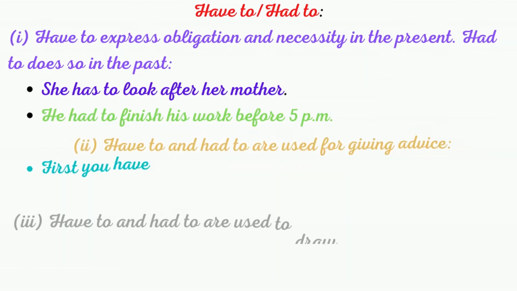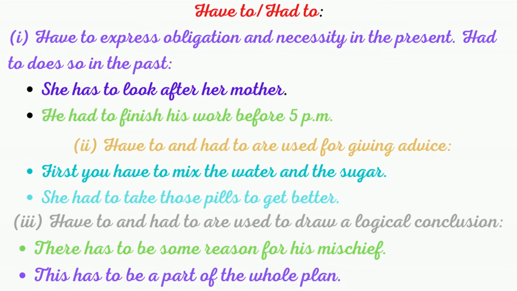Have to, had to. Have to expresses obligation and necessity in the present. Had to does so in the past. She has to look after her mother. He had to finish his work before 5 p.m. Have to and had to are used for giving advice. First you have to mix the water and the sugar. She had to take those pills to get better.